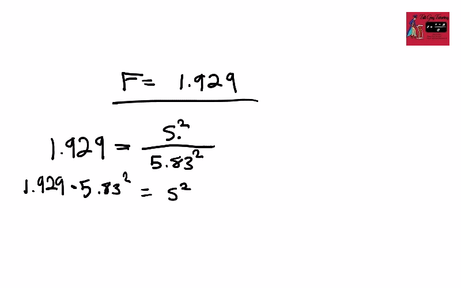So 1.929 times 5.83 quantity squared gives you approximately S squared equals 65.5064. Take the square root of that, and you get approximately 8.09. So the only thing that I can think of is maybe when the teacher was doing this, she might have made a quick mistake.